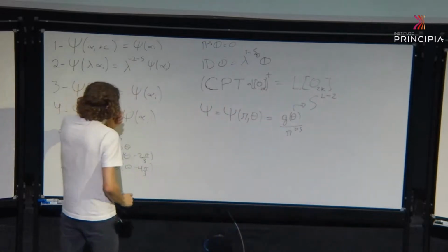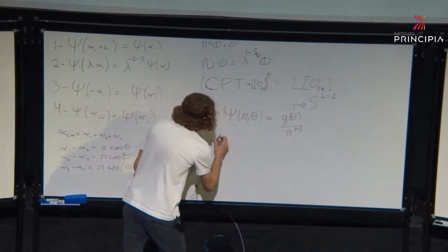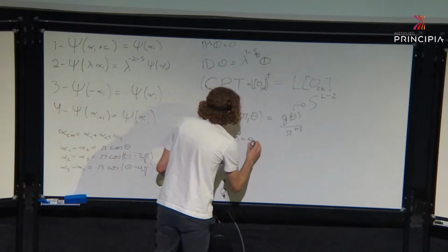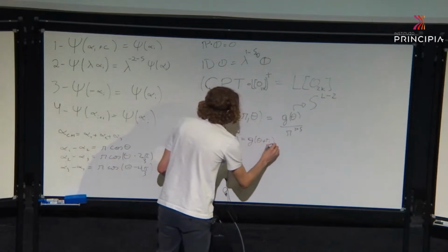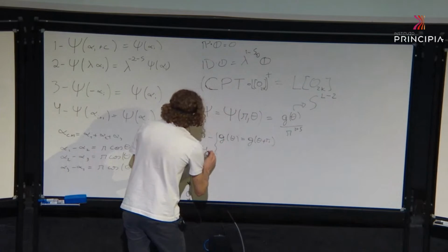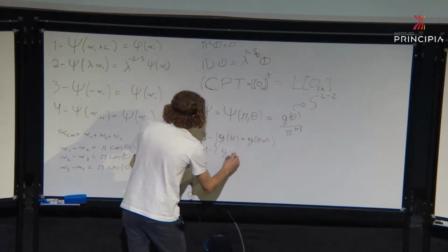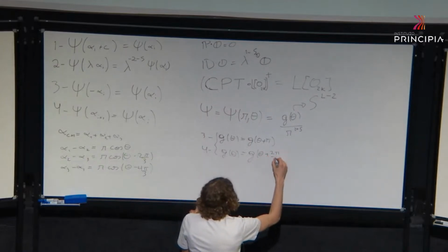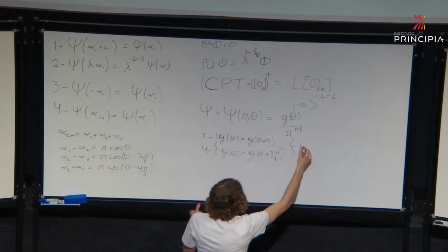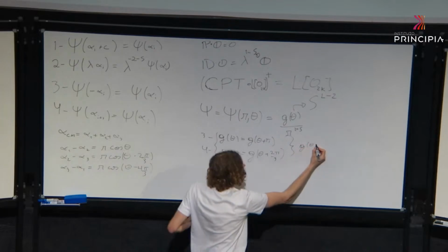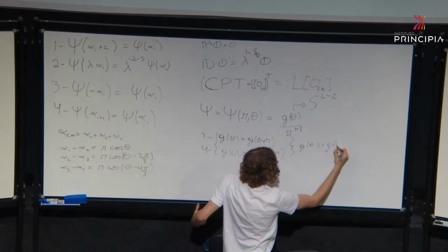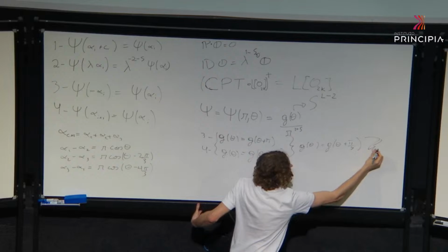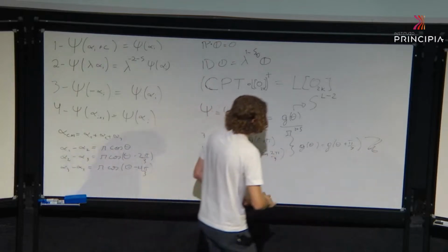Now, 3 implies that g of theta, so this is 3, is equal to g of theta plus pi, while 4 implies that g of theta is g of theta plus 2 pi over 3. And combining these two conditions, you find that g of theta is invariant under shift by pi over 3. So we have this Z6 cyclic symmetry of the wave function. This is the worst Z6 ever.